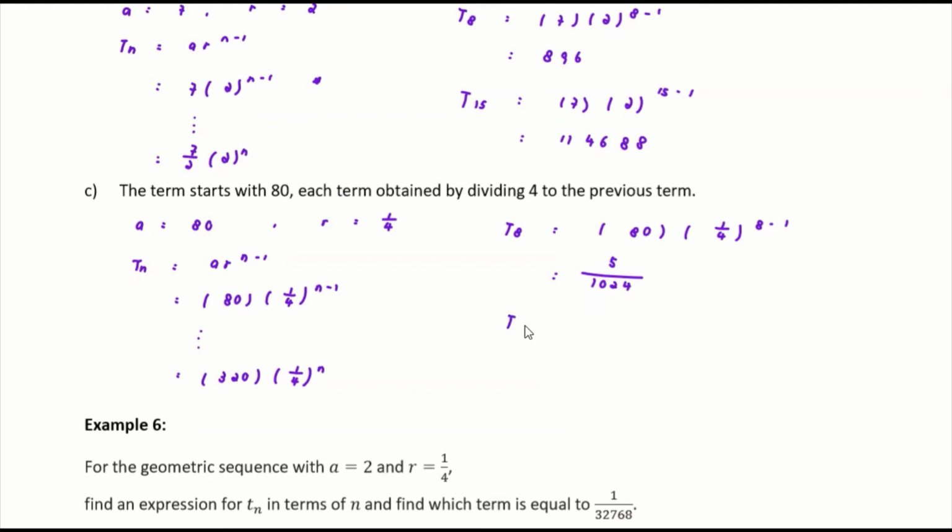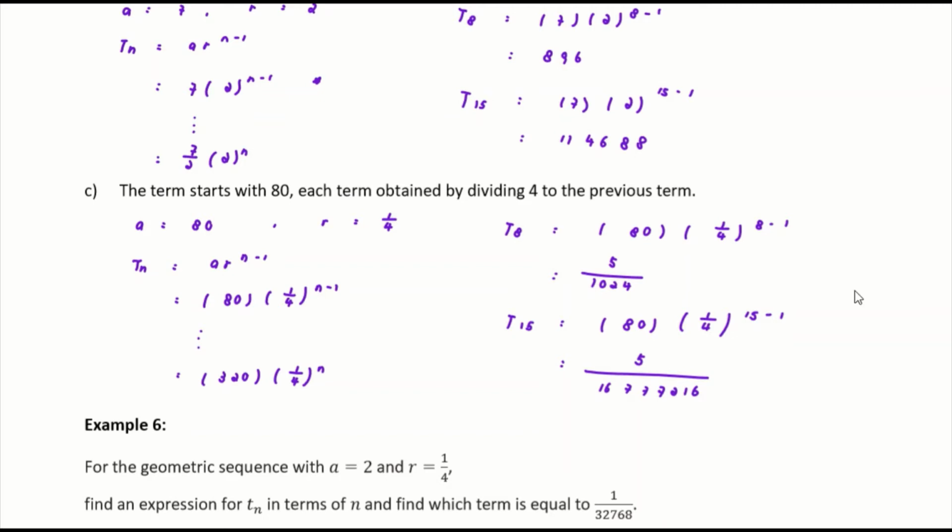Then after that we can get T15, so it's 80, then 1 over 4, 15 minus 1. Okay, so which means power of 14. And we can get our answer, which is 5 over 16777216. Okay, so that's pretty much the part.